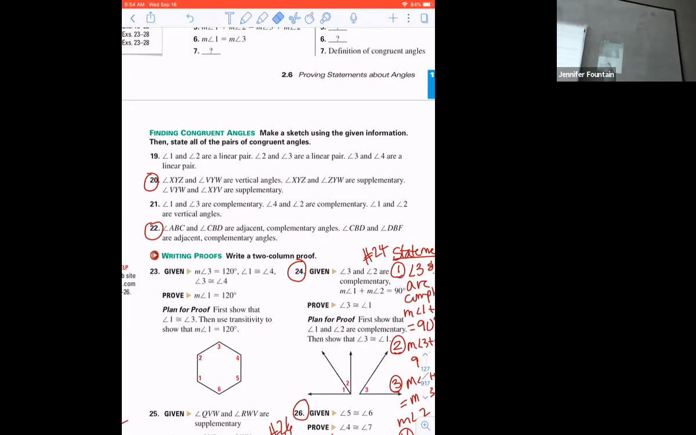22, angle ABC and angle CBD are adjacent complementary angles. Angle CBD and DBF are adjacent complementary angles. So what do I know is congruent to ABC? DBF. What is congruent to ABD? CBF. Good.